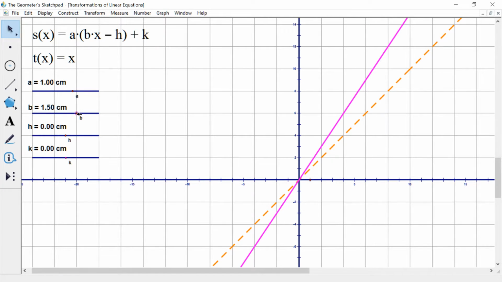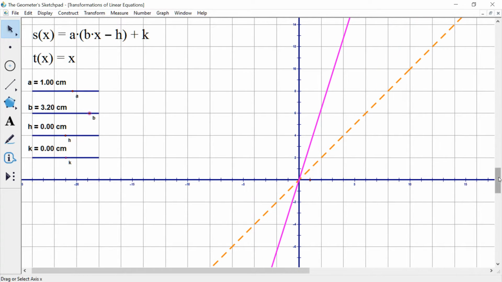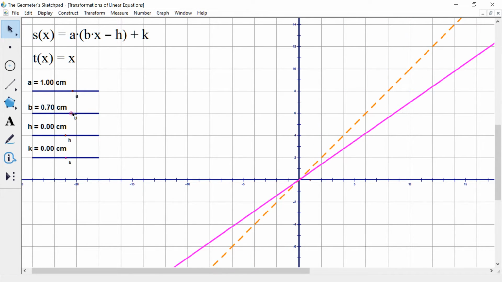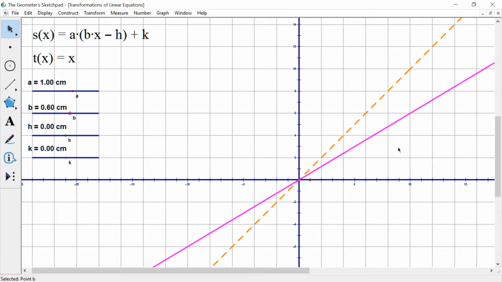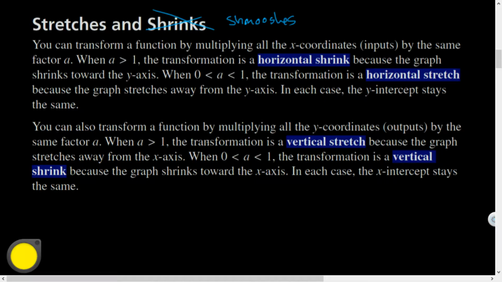Let's see. So when b, in this case, is multiplying the x, the input, by something, if I multiply b by a value bigger than 1, notice it horizontally smooshed it, right? And if I multiply b by a value less than 1, or between 0 and 1, notice it horizontally pulls the orange point. That's what was happening there. And so that's what's being described here.